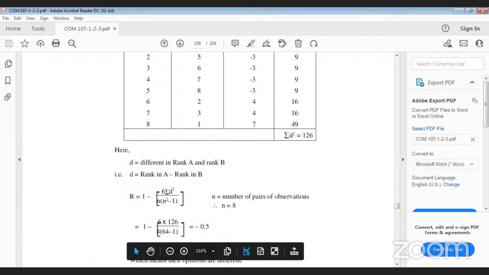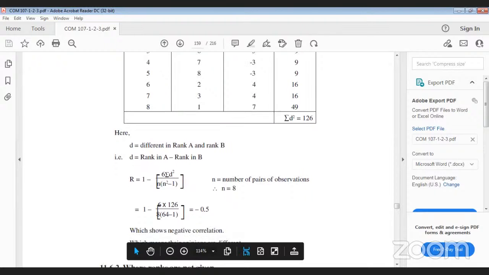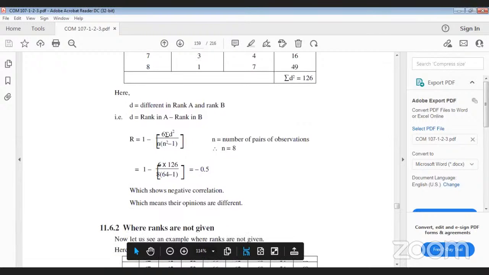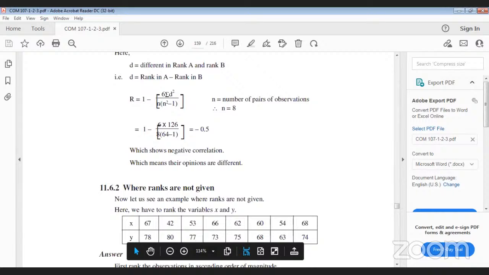So putting those figures in that formula, it is 1 minus 6 into summation d square upon 8 into square of 8 is 64 minus 1, that is 63 here. Then you will find the answer is given here, and the answer will be minus 0.5. This is the answer. It shows a negative correlation. That means their opinions are different here.